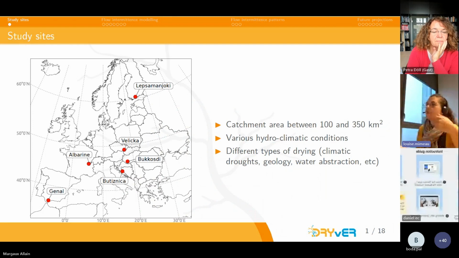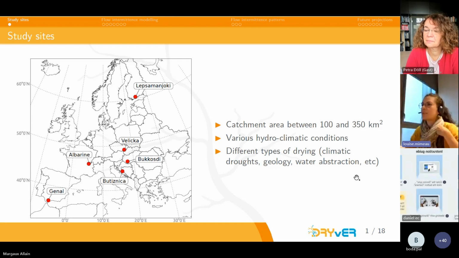So we have various hydroclimatic conditions represented in our study sites, and also different types of drying and causes of flow intermittence. Some sites are mostly drying due to climatic drought, others it's due to geological conditions, with the rivers infiltrating in the soil. And in some sites, we have some drying that is also caused by water abstraction.